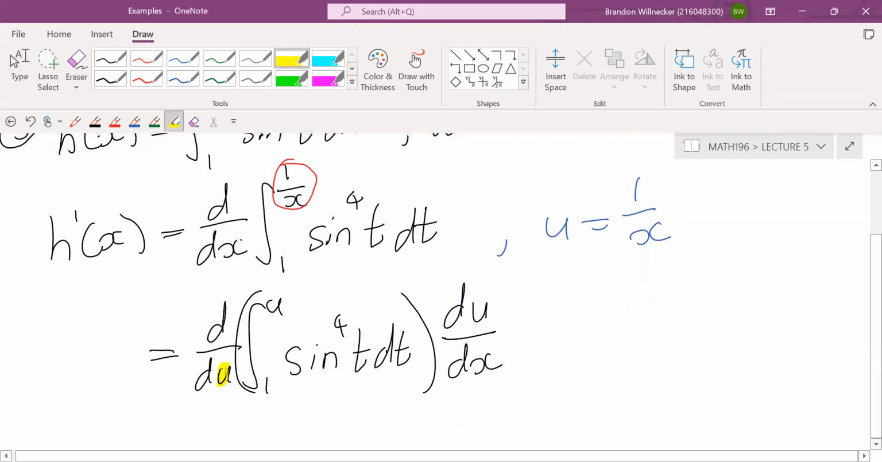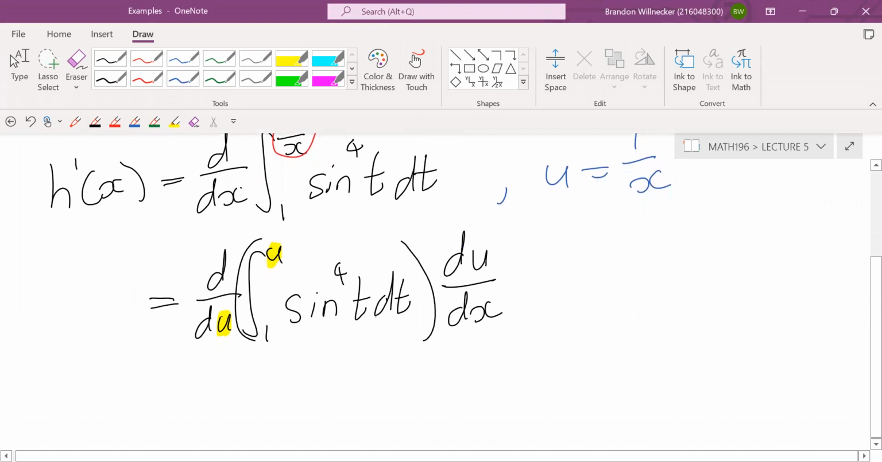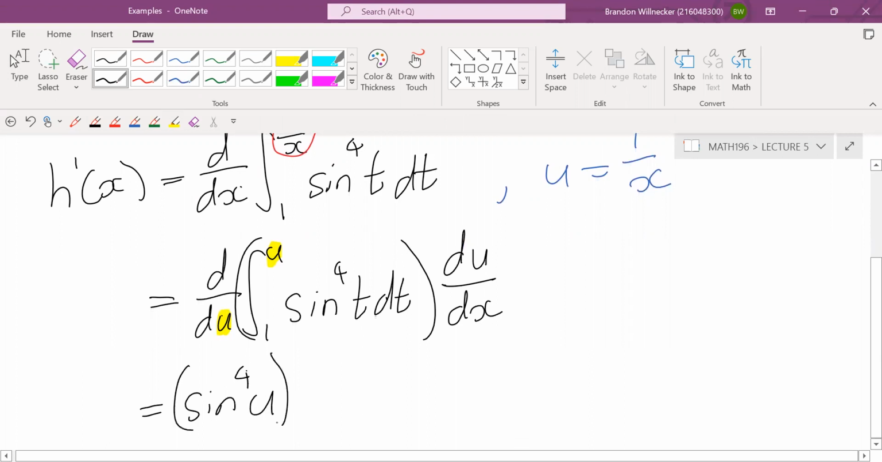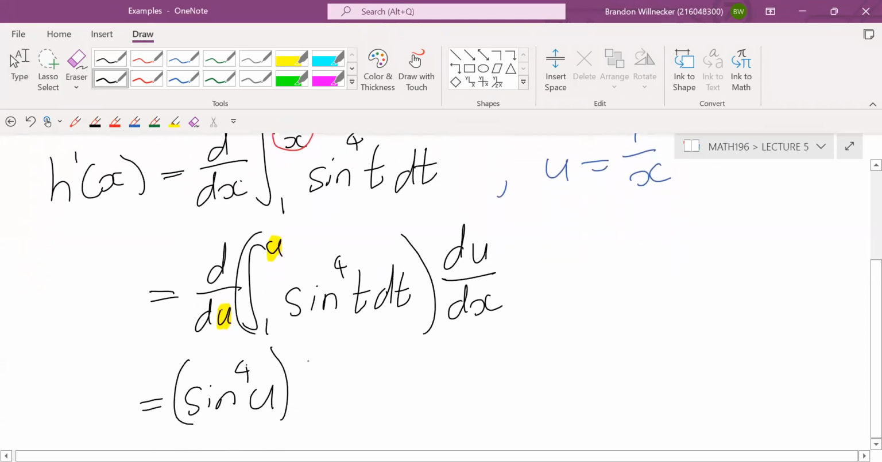Now for this first bit, we're doing d by du. The integral has an upper bound that is just u, so that's perfect. We can use the fundamental theorem of calculus part 1, which says that the derivative and the integral cancel, and we're just left with the function evaluated at the upper bound. So this becomes sine to the 4u, and du by dx. So u is 1 over x, so du by dx is minus 1 over x squared.